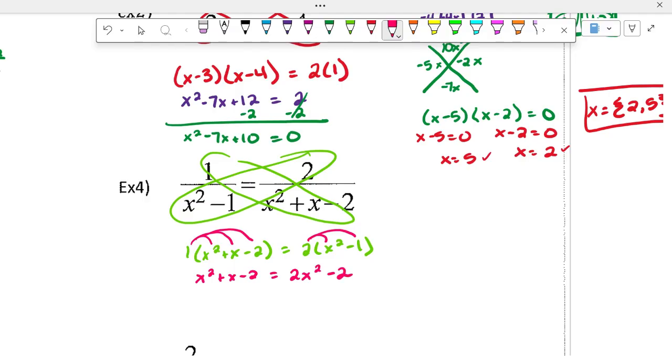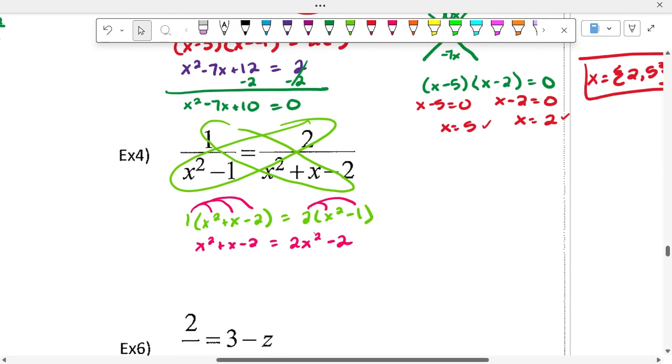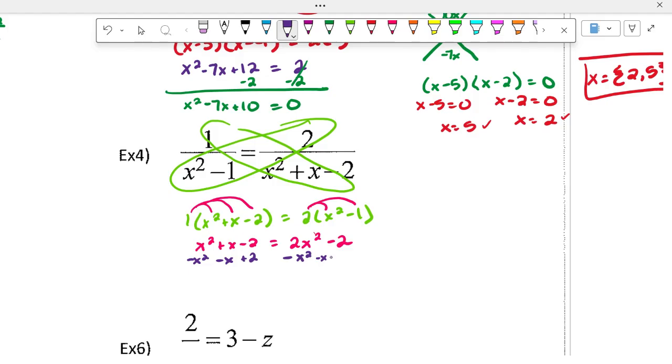So it's definitely a quadratic again, so I have to get one side equal to what? 0. Which side am I moving? Remember, you always want your x squared to be positive, so which side should I move? The left or the right? Definitely the left, because the right has the bigger x squared. So I'm going to subtract x squared, subtract x, and add 2 to both sides. I get 0 is equal to x squared minus x, and the 2's cancel out.